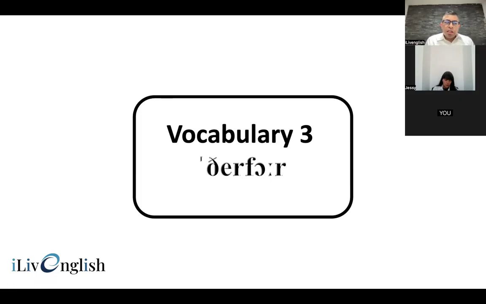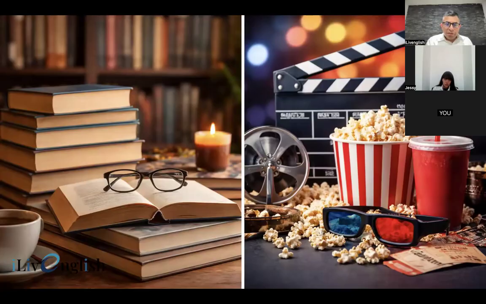Therefore is a synonym of in consequence, in conclusion, consequently, or so. So, consequently, in consequence, in conclusion, and therefore are synonyms. Jesse, what is a synonym of in consequence, in conclusion, consequently, and so? Therefore. Perfect. Now, student you, what is a synonym of in conclusion, in consequence, consequently, and so? Good. Excellent.